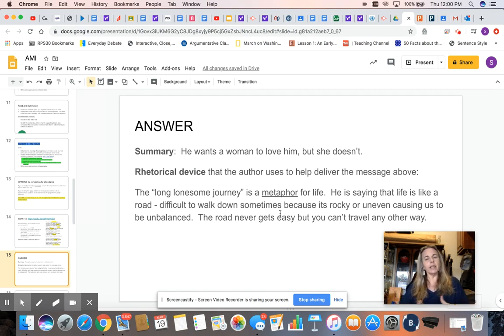And again, he uses that metaphor to help us understand that his love for this woman has been a challenge, just like going down a rough road can be a challenge. Now, that can be transferred to the story today, which makes that a universal theme, something that everybody deals with. Life being a long road that we're traveling, and sometimes it's difficult.